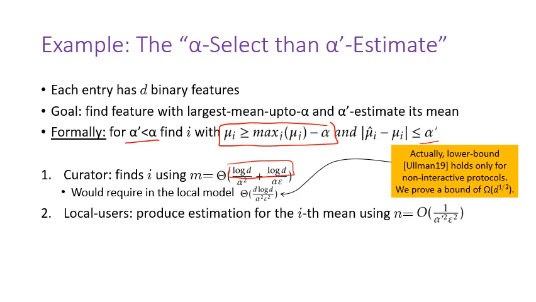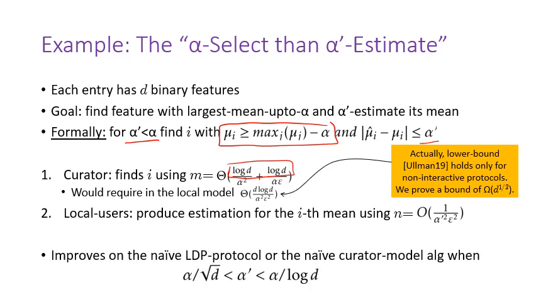Comparing to the naive local model baseline, we infer that we do better with fewer individuals when alpha prime is within a certain regime, when the ratio between alpha prime and alpha ranges from 1 over square root of d to 1 over log d.